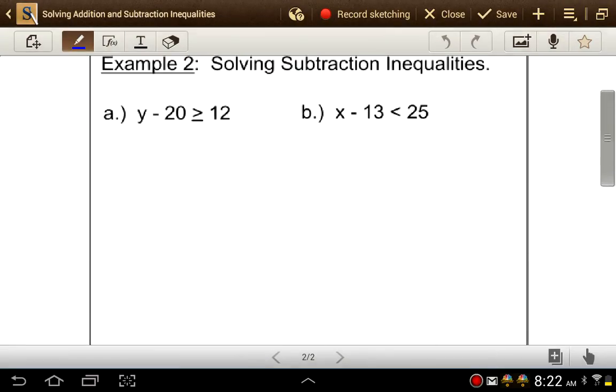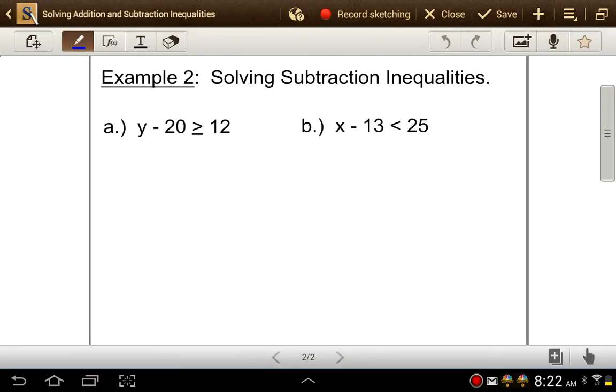Okay, in example 2, solving subtraction inequalities. y minus 20 is greater than or equal to 12. That's a greater than or equal to symbol in between them. You need to start to recognize those symbols. We're going to solve it the same way we solved equations. Here's our variable, and we're subtracting. So the inverse operation of subtracting is to add. So I'm going to add 20 to both sides.